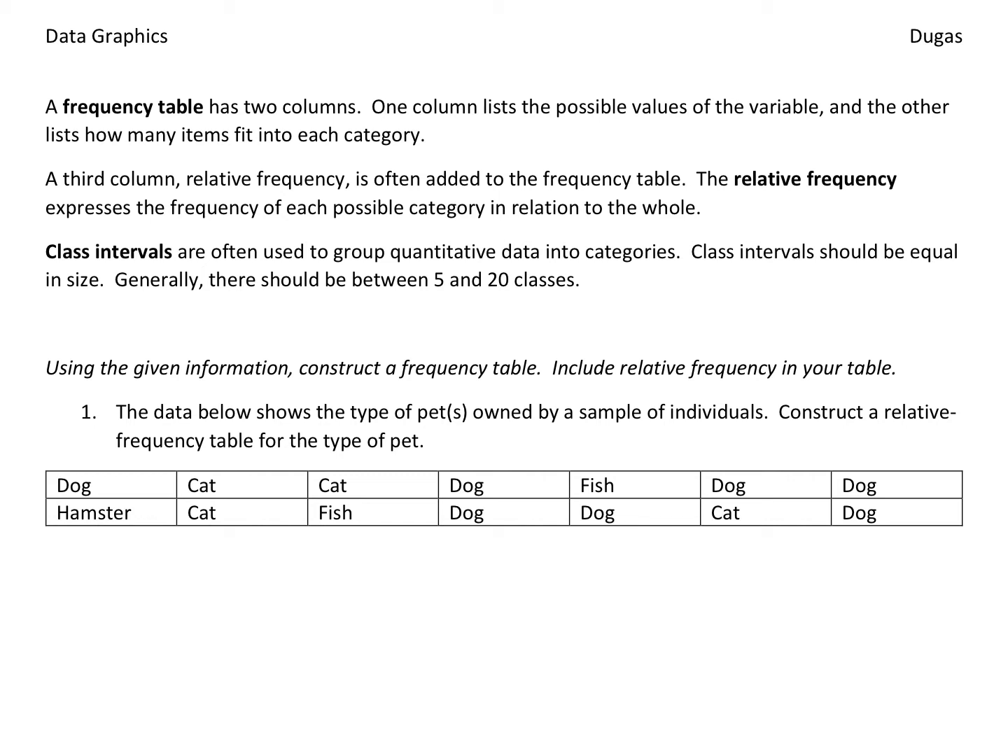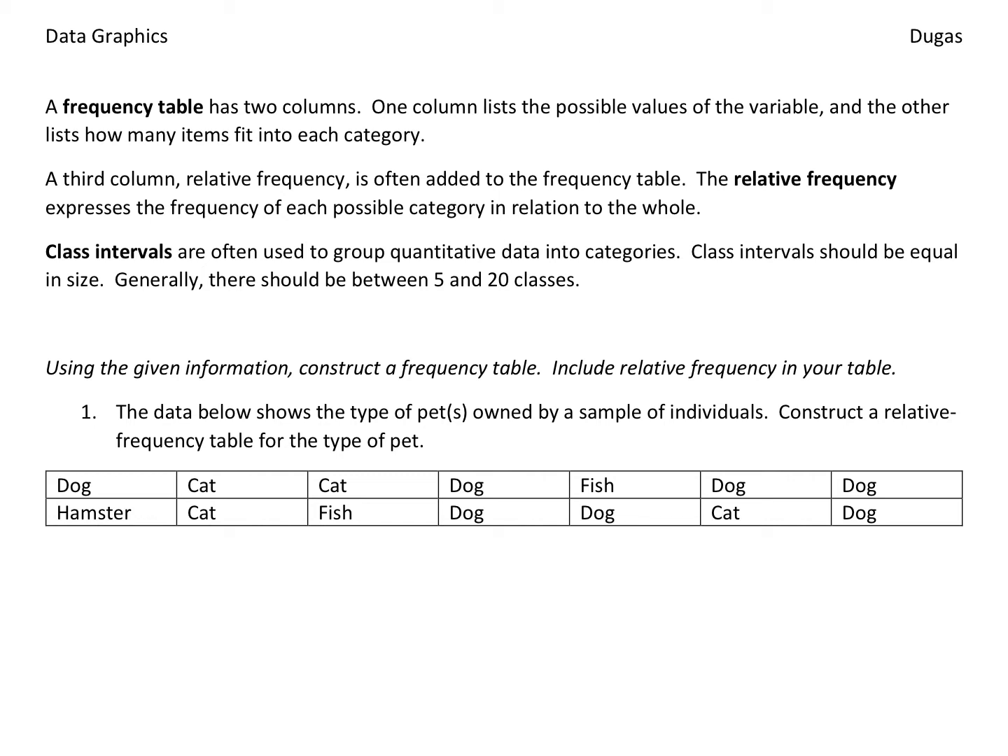So the first thing is a frequency table. Generally, it has two columns. One column lists the possible values of the variable, and then the other lists how many items fit into each category. You also sometimes have a third column, and that's the relative frequency. That tells you the frequency of each possible category in relation to the whole. So this is given as a decimal or percent or fraction.